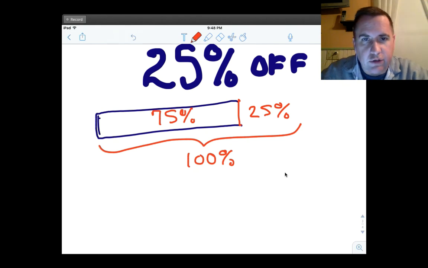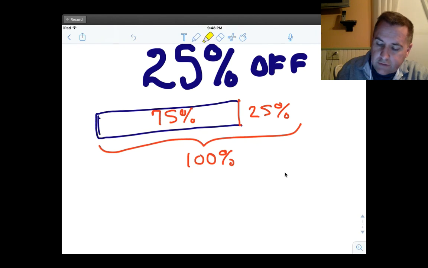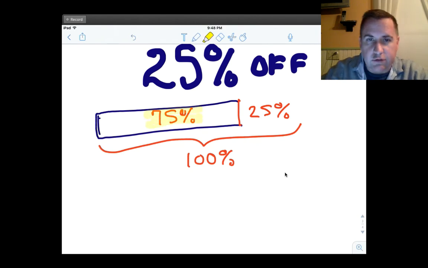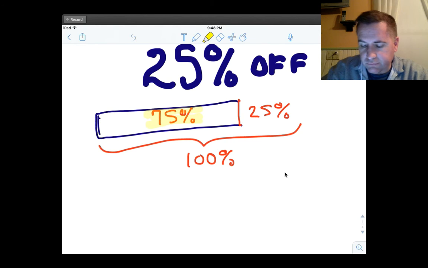So this is how we're going to treat it. We're not really going to treat it as taking 25% off of something. We're going to treat it that since it's 25% off, you're responsible to pay the sale price, which is 75% of the whole price. Okay? So that's how we're going to deal with this.